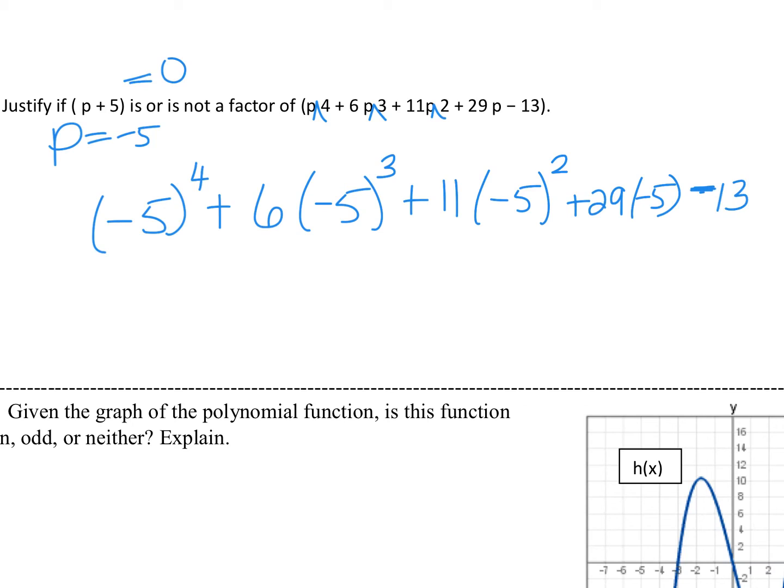If you're doing this method, make sure you use parentheses, just like I did on the paper, in your calculator. I'm just plugging it in. You need the parentheses because we're dealing with negatives. So I get negative 8. Hopefully I plugged that in right. Negative 5 to the 4th, 6 times negative 5 to the 3rd, plus 11 times negative 5 squared, plus 29 times negative 5, and then minus 13. And yeah, I got negative 8. So because I got negative 8, it's not a factor.